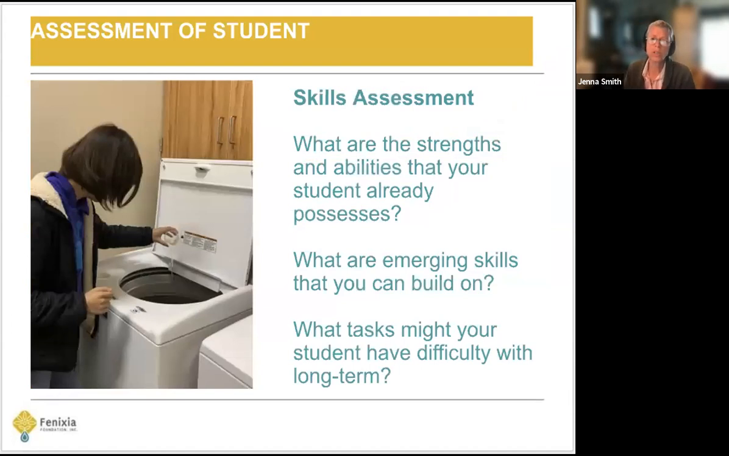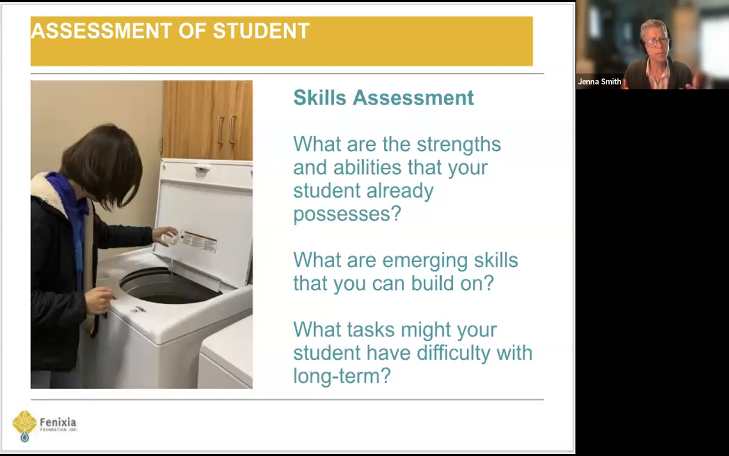Skills assessment is really looking at what are the strengths and abilities that your student already possesses. Again, we're trying to go from dependent to independent. And so you want to begin to refocus and reframe what your students are doing under the lens of capability. And so skills assessment is for us to begin to look at what can they do? What are their attributes that they bring with them into the work environment and into the volunteer environment?